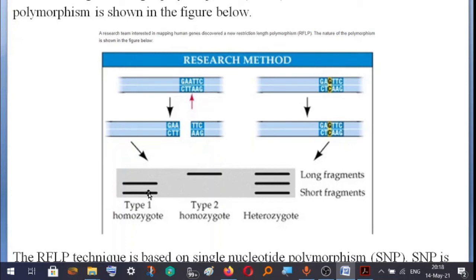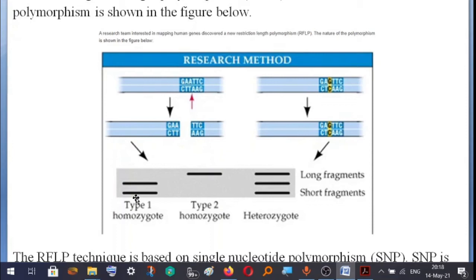The bands which are larger in size are left behind because they experience greater friction while moving through the gel, whereas the band on the bottom experiences less friction while moving through the gel. That's why they are located farther away from the well. The well is located somewhere here, where we put the genome after digesting with the restriction enzyme.